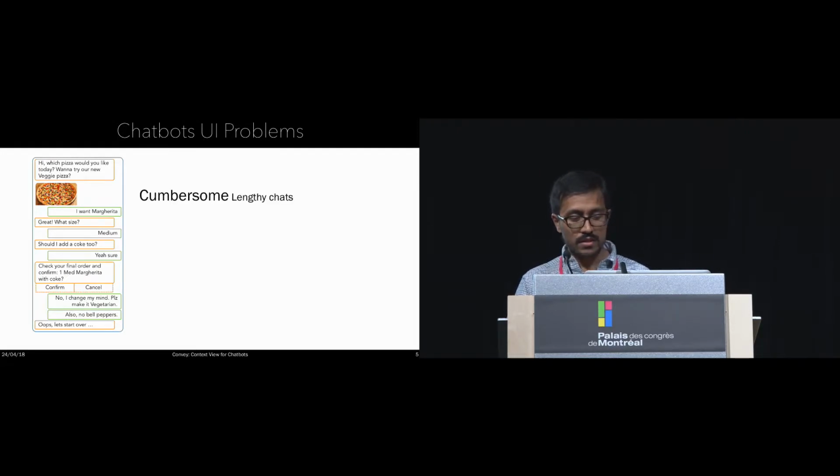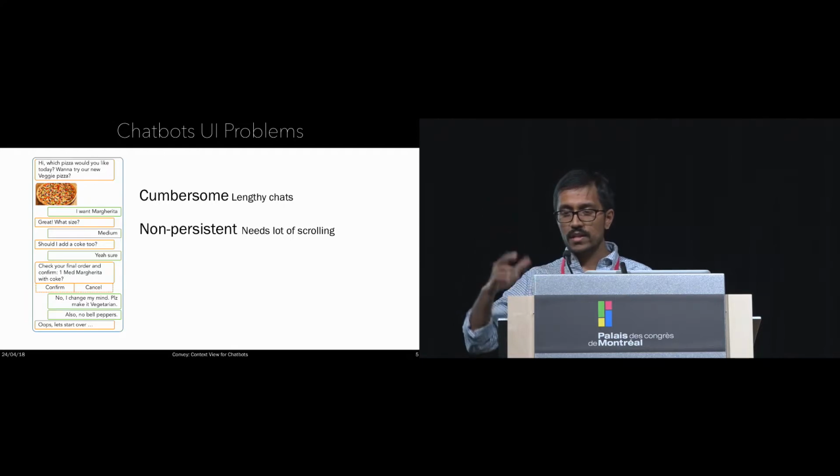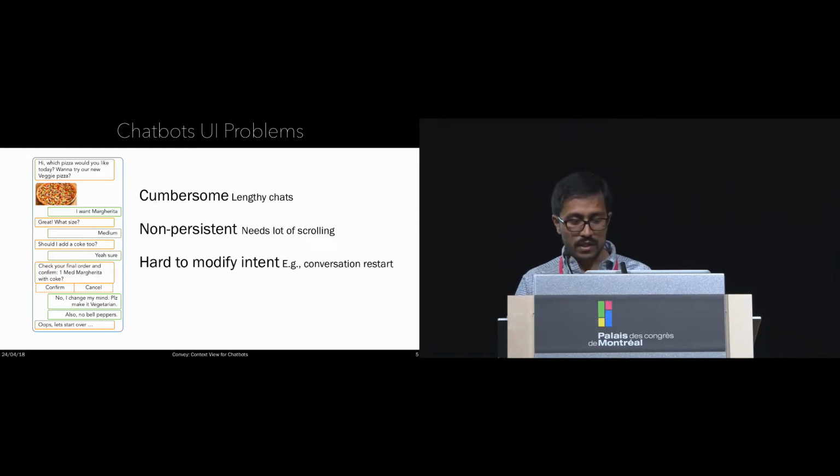So there are certain perils that we see here. The first one is that because it's a text interface, you have to write a lot of things, which at times can become cumbersome, leading to very lengthy chatbot interactions. Also, it is non-persistent in nature, because if you have a lengthy complex conversation, certain parts of it will go out of the window, and you can always see them by scrolling up. However, that requires more interaction with the interface, and it goes against usability. And modifying the intent is always tricky with current chatbots, and most of the time it ends in restarting the conversation.